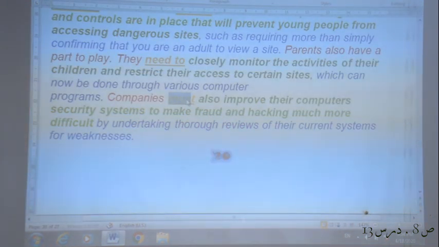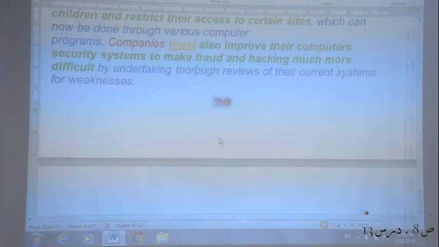It's an obligation. It's not an advisability now, it's an obligation for this company also to improve their computer security systems to prevent fraud and hacking, and to make it much more difficult for these techno-criminals to break in. By undertaking thorough reviews, careful examination of their current systems for weaknesses, for any problem.